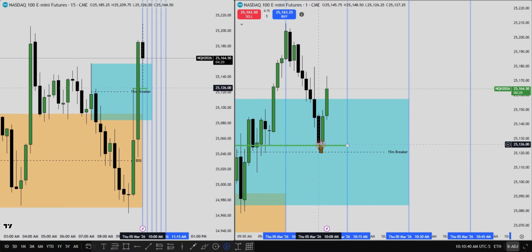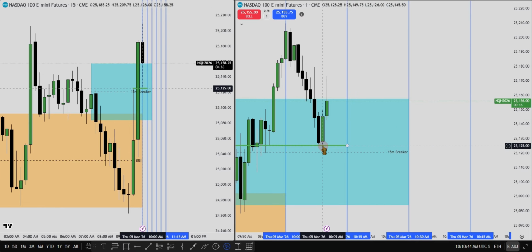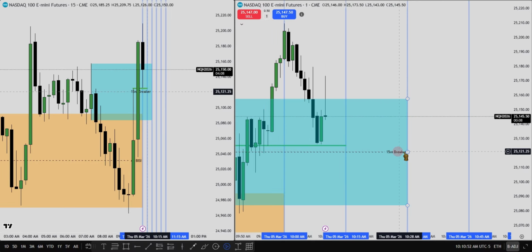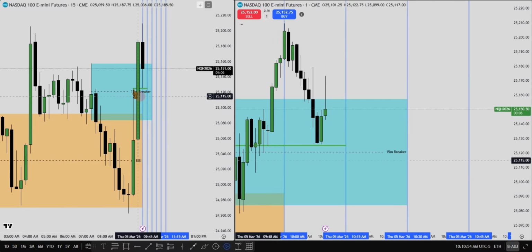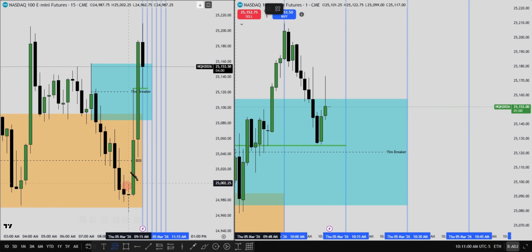Okay, so we pretty much came all the way back down. I don't think there's going to be any kind of gap, and that's not one that I'm really interested in anyways. That's not even a full point. But we have this 50-minute breaker 50% right here, and then we have this wick that we can grab the gradients on.